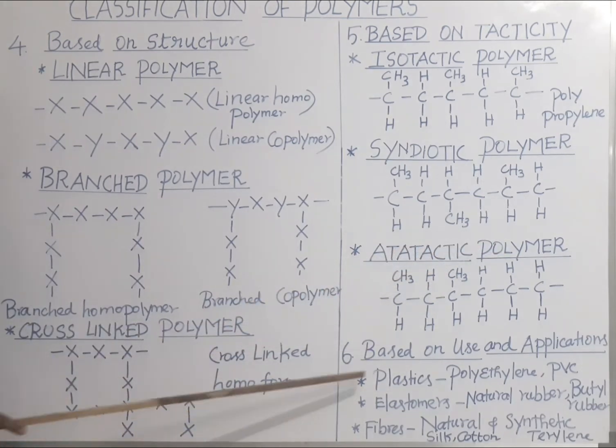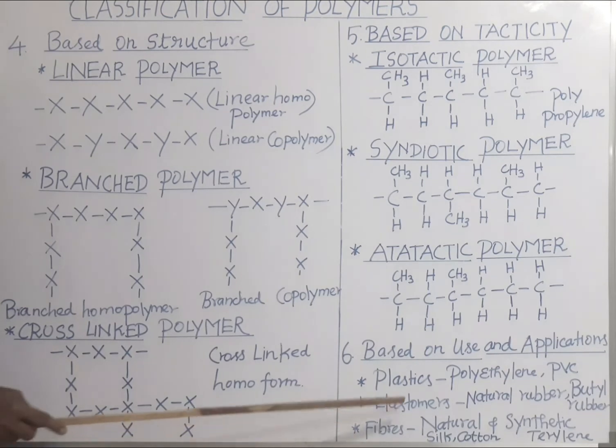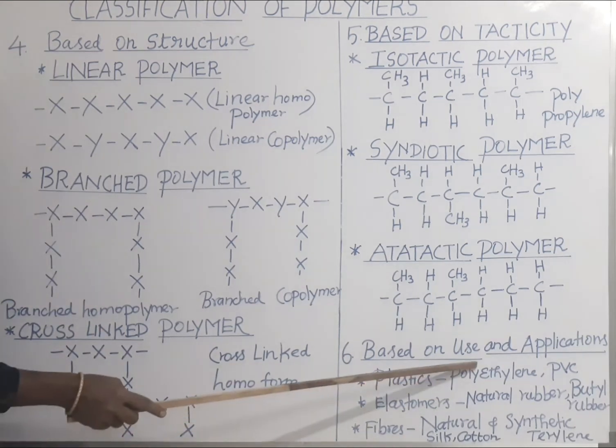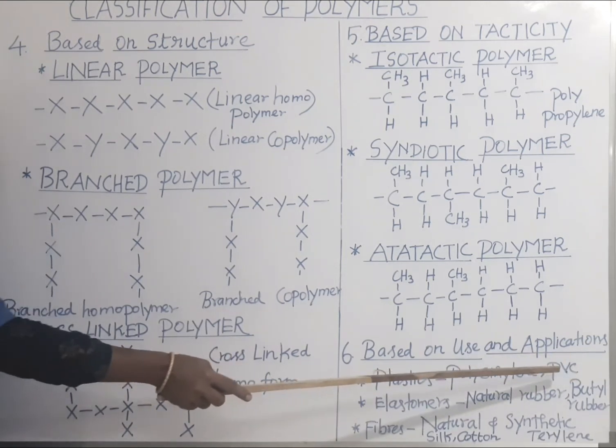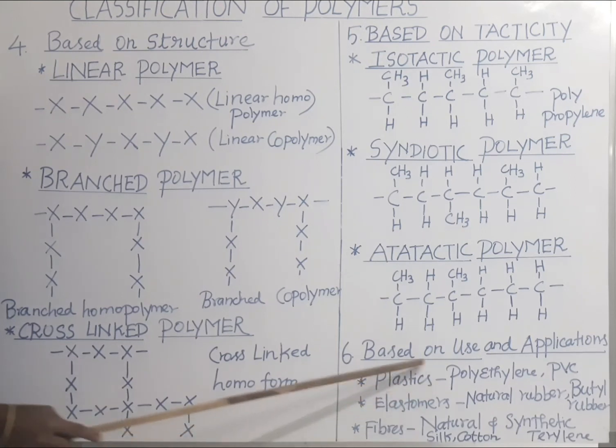The last classification is based on use and applications of polymers. There are many applications and uses of polymers. They are classified as plastics, elastomers and fibers. Plastics are organic materials of very high molecular weight. They can be molded into any desired shape by the application of heat and pressure in the presence of a catalyst. Plastics have many uses in day-to-day life. For example, polyethylene and PVC pipes, polyvinyl chloride, as we know. So based on the applications of polymers, it is classified as plastics.